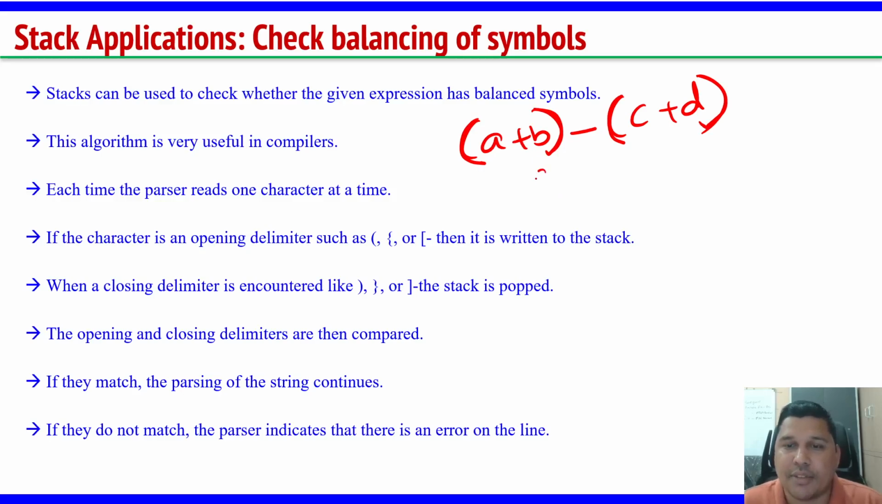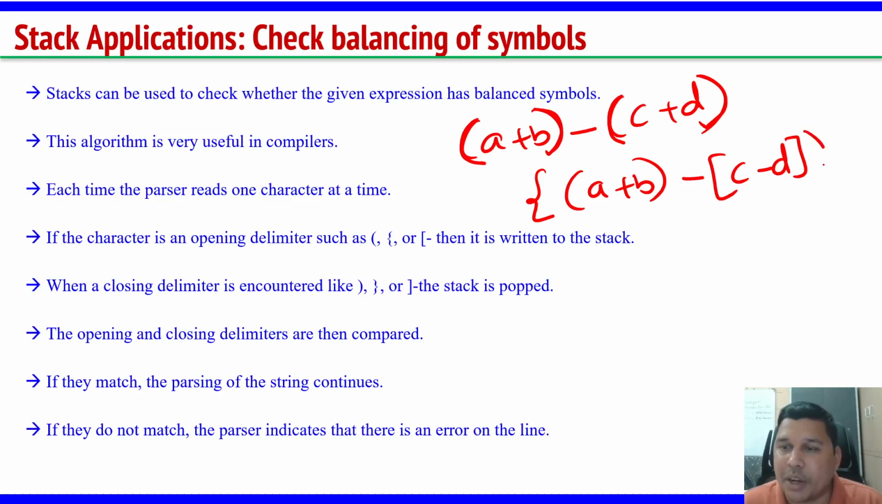Suppose I have something in a flower bracket: a plus b minus, in a square bracket, c minus d, like this, and I kept a round bracket here. Here the opening is a flower bracket and the closing is a round bracket. This is not matching. This is the problem actually, verifying whether an expression has balancing of symbols or not, especially for these brackets.